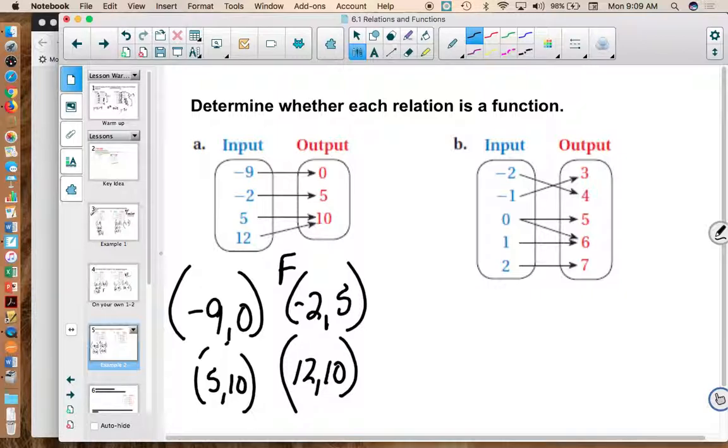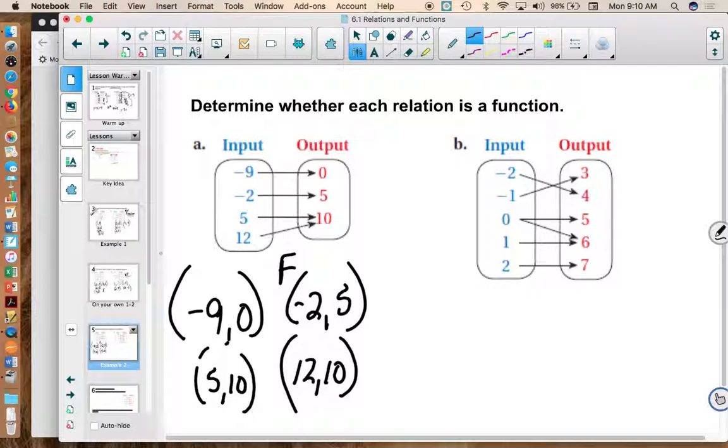Now, notice they did math shorthand here. They could have listed that 10 twice, couldn't they? And it wouldn't have hurt anything, but they didn't want to. So they said, in my mapping diagram, I'm only going to list the 10 once and draw a couple of arrows. Perfectly legal. Okay? Perfectly legal.